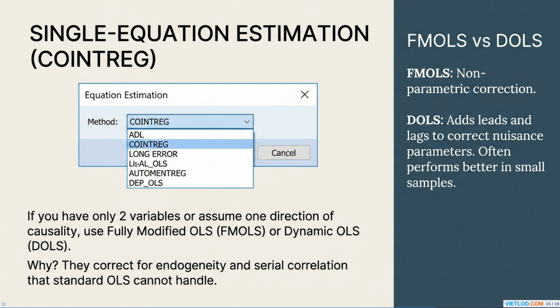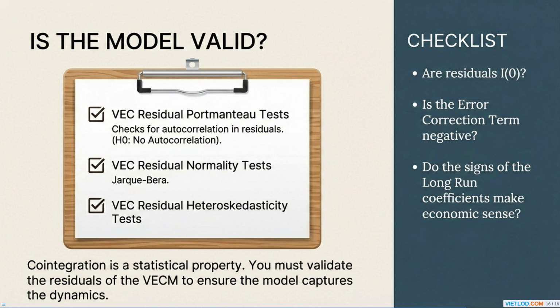This slide focuses on single-equation cointegration estimation methods, particularly fully modified OLS, or FMOLS, and dynamic OLS, or DOLS. These methods are used when you have only two variables or assume a single direction of causality. The primary benefit of FMOLS and DOLS is their ability to correct for endogeneity and serial correlation, issues that standard ordinary least squares, OLS, estimation cannot adequately address.